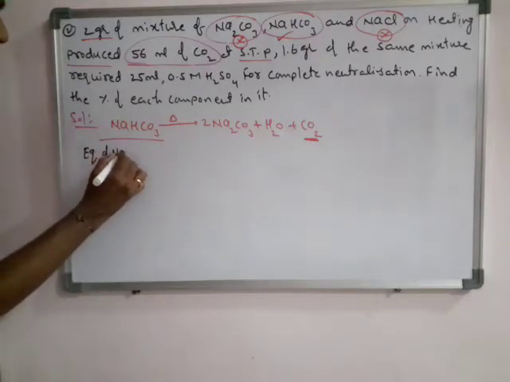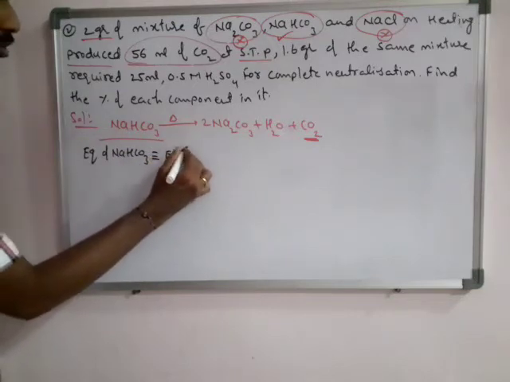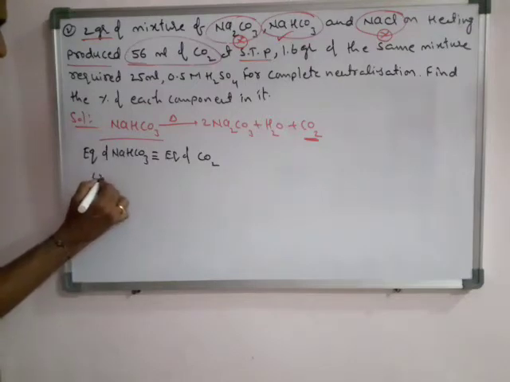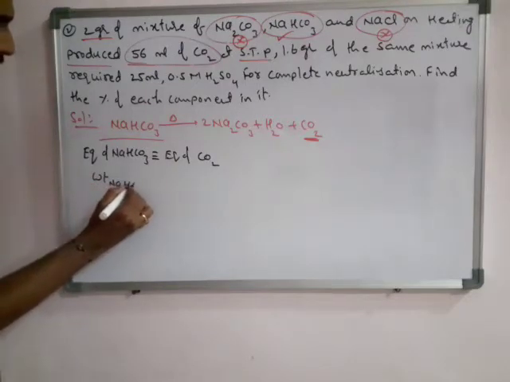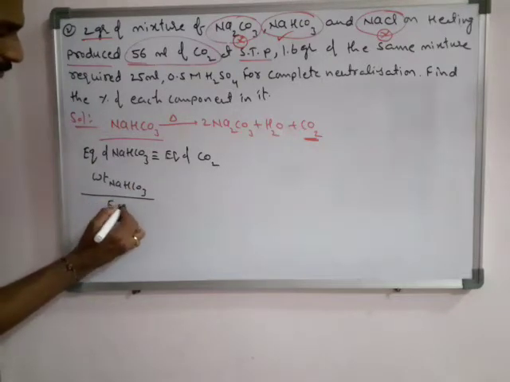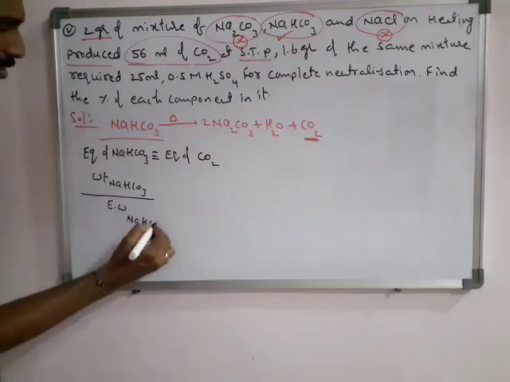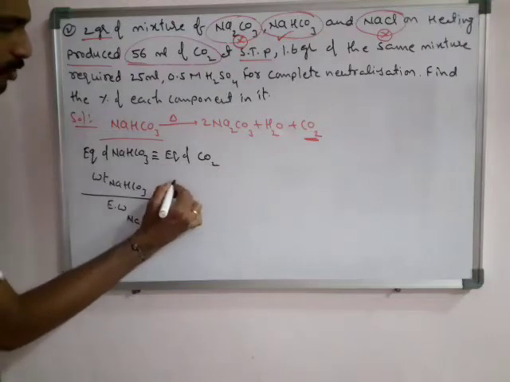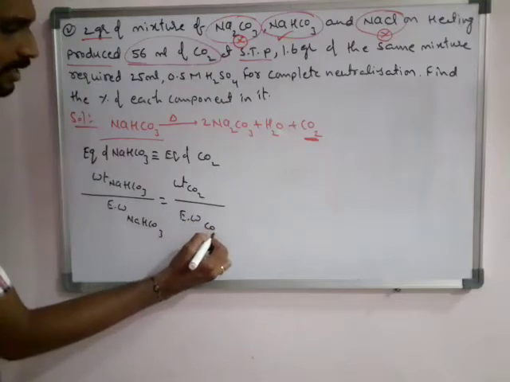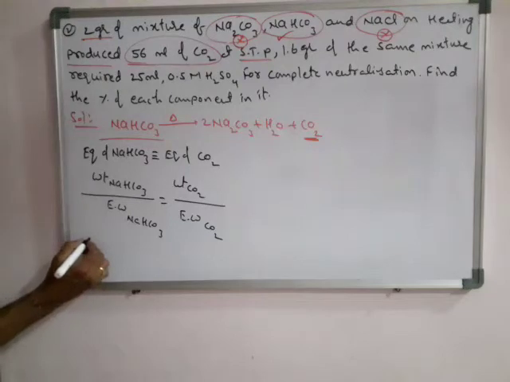Equivalents of sodium hydrogen carbonate are exactly equal to the equivalents of carbon dioxide. Equivalents means weight of sodium hydrogen carbonate by equivalent weight of sodium hydrogen carbonate. Here, equivalent weight of CO2 means again weight of CO2 by equivalent weight of CO2. The important thing is, we need to find the weight of NaHCO3.